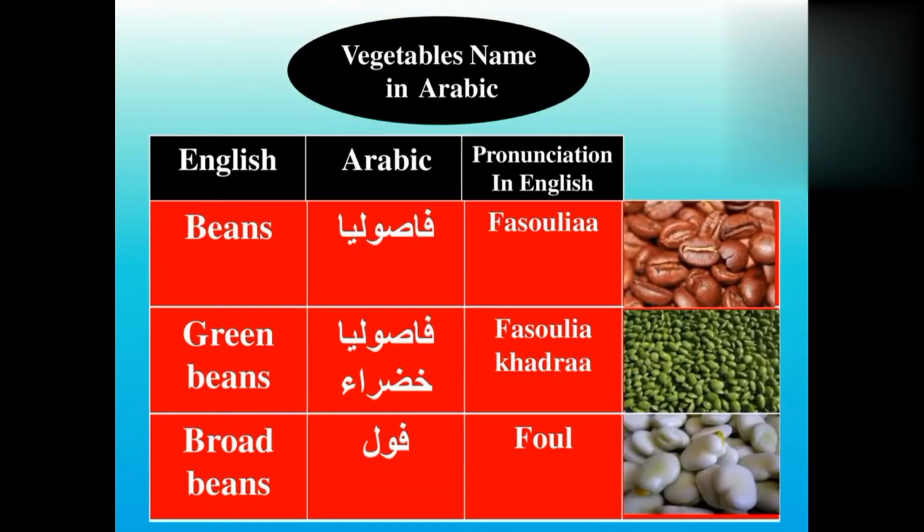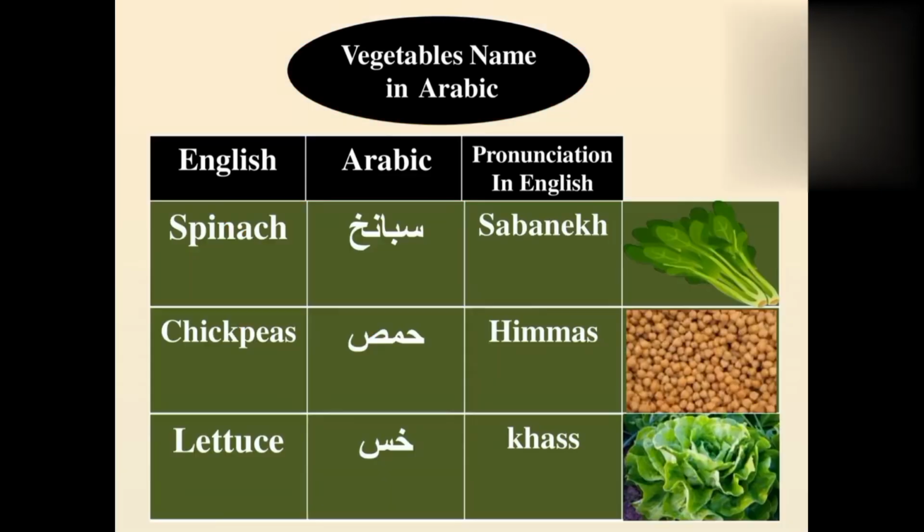Now see beans. For beans we use in Arabic fasulia. Fasulia means beans. Now see green beans. For green beans we use in Arabic fasulia khadra. Fasulia khadra means green beans. Now see broad beans. For broad beans we use in Arabic fool. Fool means broad beans. Now see spinach.